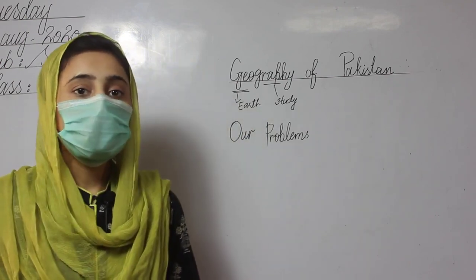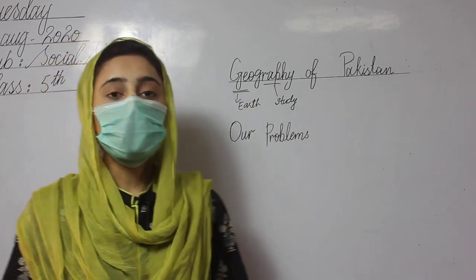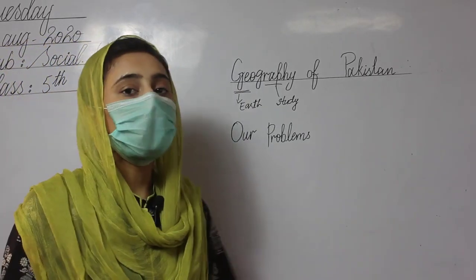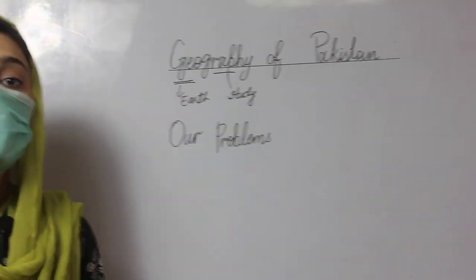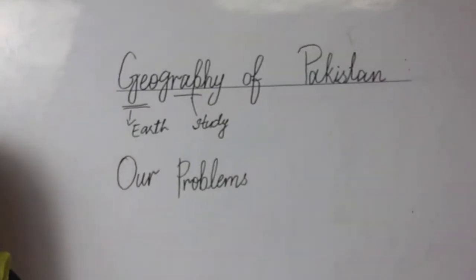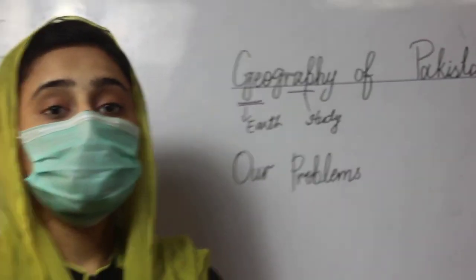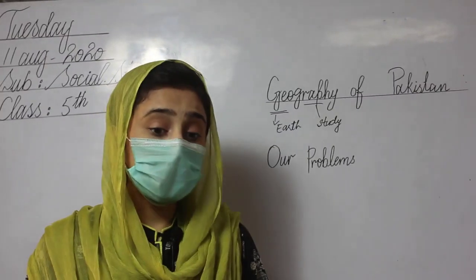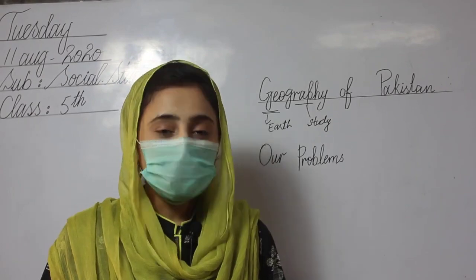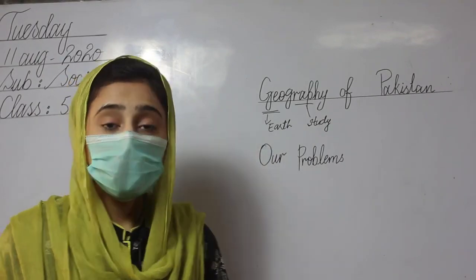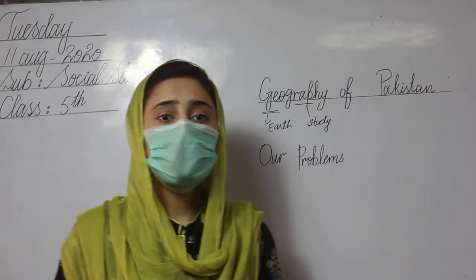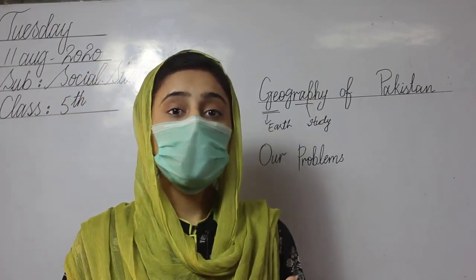In today's video we are going to talk about the problems that are faced by our country Pakistan. Pakistan is an industrial country and a developing country, meaning Pakistan is underdeveloped. In this topic we will learn how we can solve the problems that are faced by Pakistan. First of all, we will talk about the problems that we have to face.